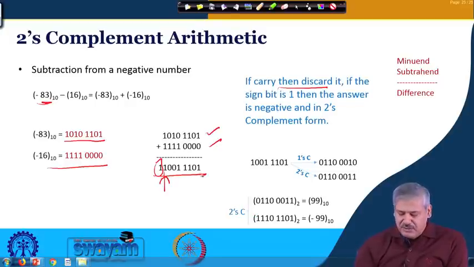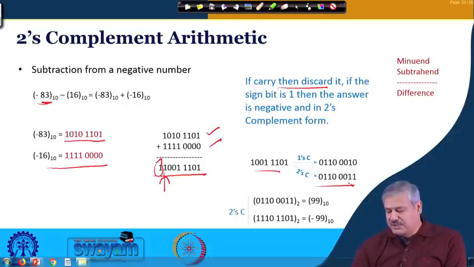So, 1001 1101, if you take 2's complement of it, you get 01000011. So, this is your 64, this is your 16, this is your 32 rather. So, this is 2 to the power 5, 32, 64 plus 32 is 96, this is 2, 98, and this is 1, 99. So, 99 in decimal, and the number is negative because the sign bit is 1. So, this is the one.